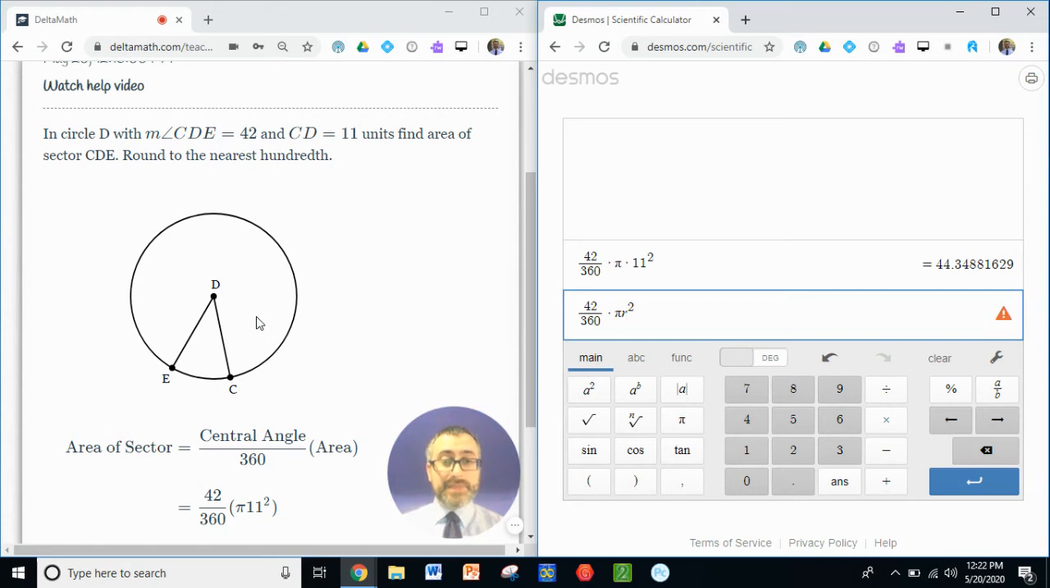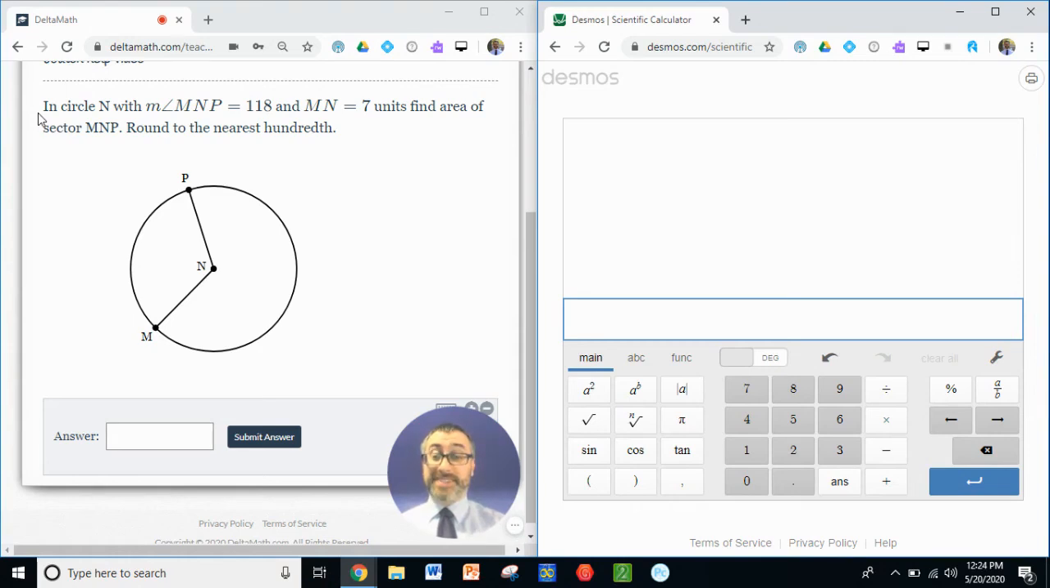And in this case, we know that the r is this radius, this length of CD, which we know is 11. So we have the part, 42 out of 360, this central angle measure out of all the degrees, of times the whole area, pi r squared, in this case pi times 11 squared, and we get that final answer. Let's move on to part 3, an extra example.